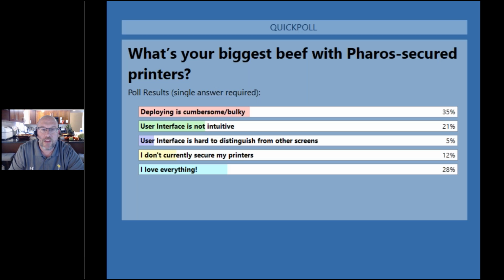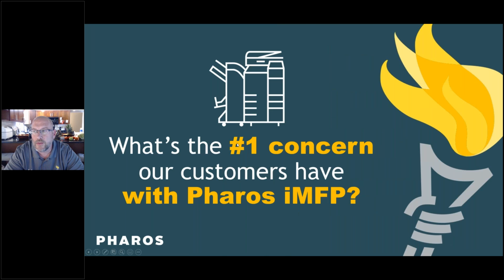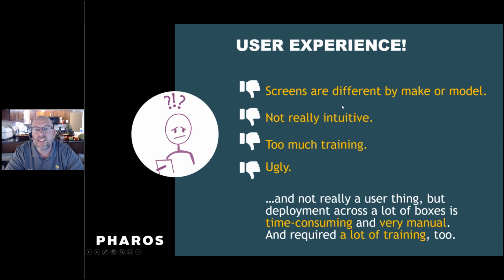So what we learned within informal conversation with customers is that the number one concern that they typically have with secured MFP is that the screens are different by make and model. They're not really intuitive. Requires too much end user training. They're ugly, which made me cry just a little bit. No, it didn't really so much. And then, although it's not really a user thing, it is an administrative and a deployment function. That deployment is time consuming and very manual and required a lot of training too.